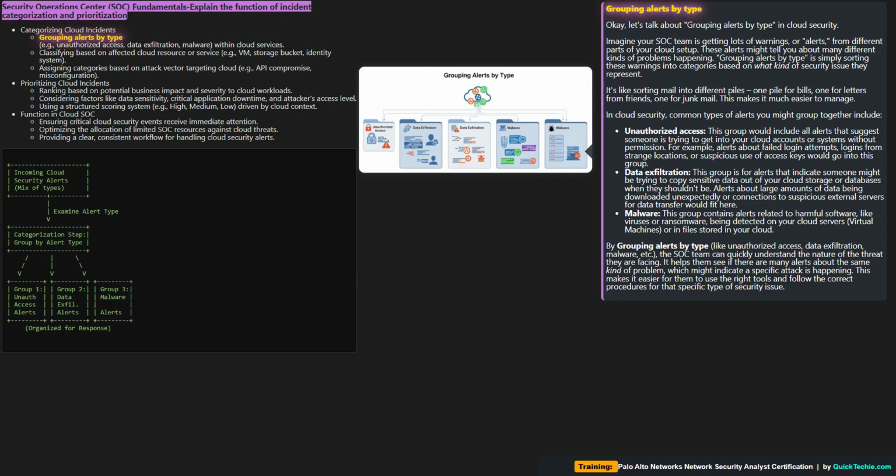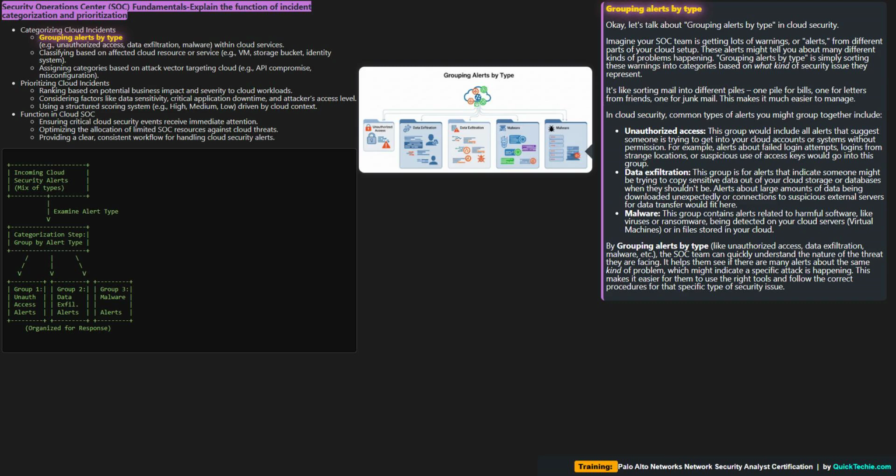Data exfiltration. This group is for alerts that indicate someone might be trying to copy sensitive data out of your cloud storage or databases when they shouldn't be. Alerts about large amounts of data being downloaded unexpectedly or connections to suspicious external servers for data transfer would fit here.